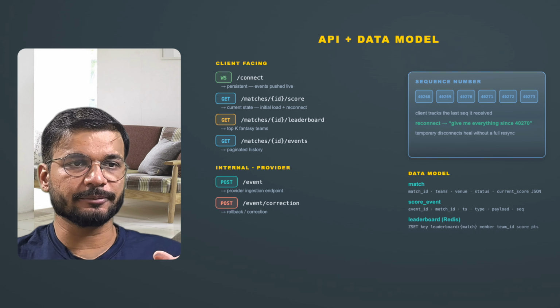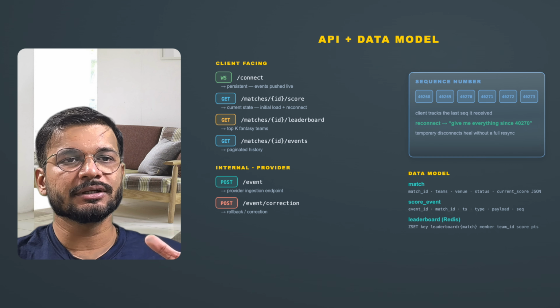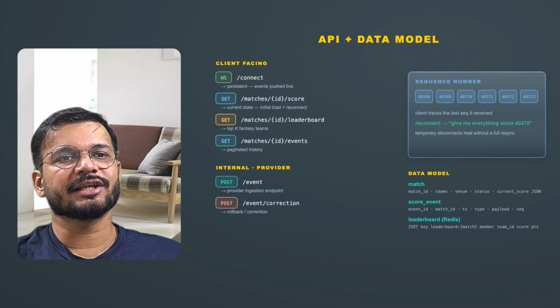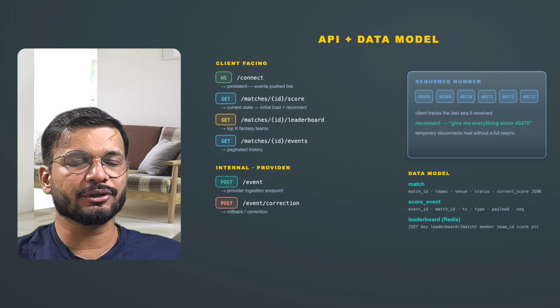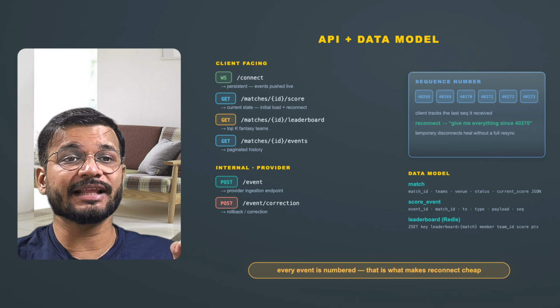The leaderboard model. In Redis, we will have the key as leaderboard:matchID. Then we will have a sorted set in which there will be score: fantasy points, and then member: team ID. Now this is updated on every score event that affects a player in the match. After this, we will go into the high level design.